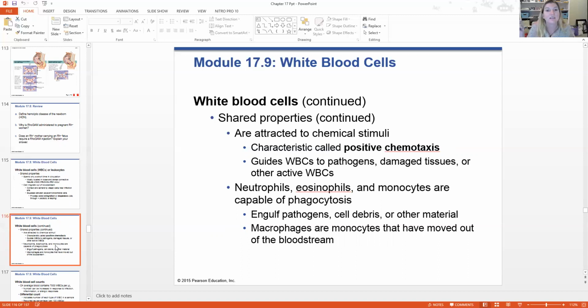Taxis is referring to movement. Chemo is like chemical movement. So they're moving towards the chemical that they sense. This is going to help guide the white blood cells towards pathogens, any site of injury, as well as activate other white blood cells. Neutrophils, eosinophils, monocytes, they're all phagocytic. So they're all going to basically act as Pac-Man, coming through, gobbling up and eating any debris, old cells, tissues, anything that doesn't belong there. These eosinophils, neutrophils, and monocytes are going to help get rid of those.